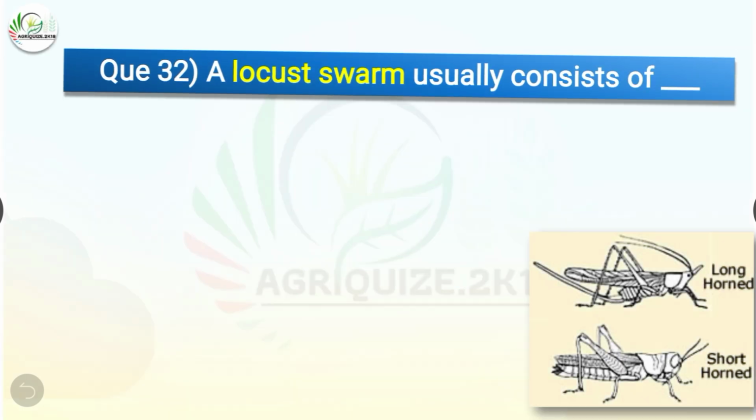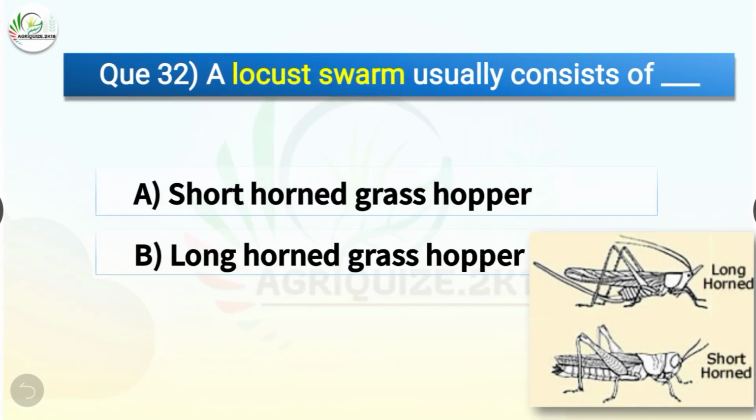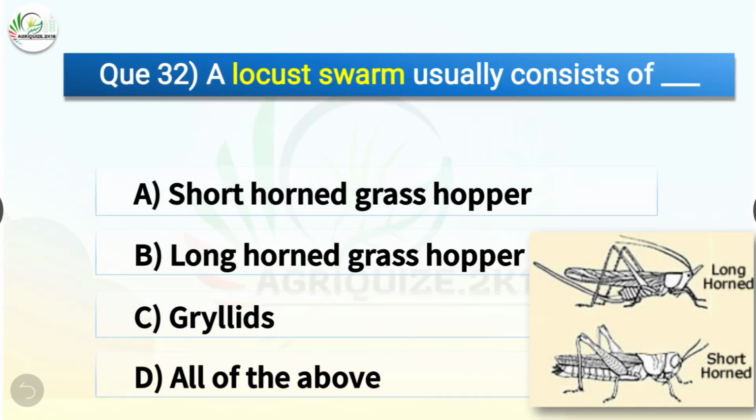Question number 32. A locust swarm usually consists of dash. The options are short-horned grasshopper, long-horned grasshopper, crickets, or all of the above. The correct answer is option A, short-horned grasshopper. So a locust swarm usually consists of short-horned grasshopper.